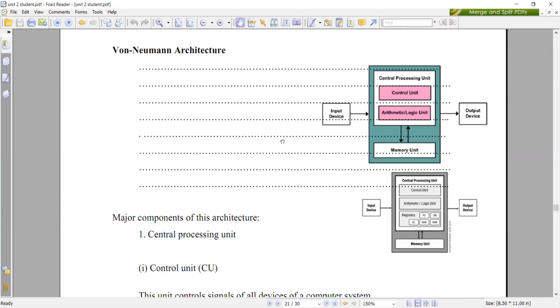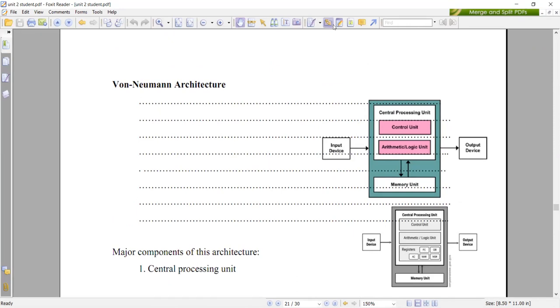picture. I will give you time to draw that one. So under this one, write down: von Neumann architecture consists of a CPU, memory and input-output devices. The program is stored in the memory.